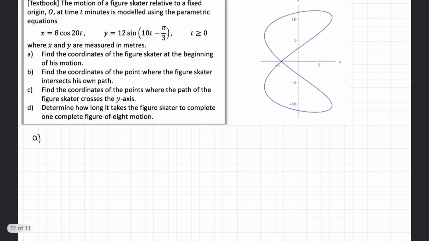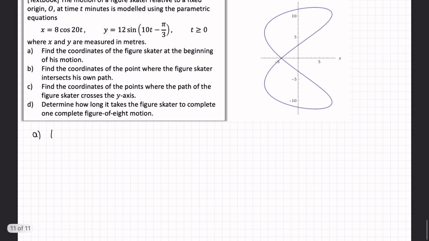We want to find out, x and y measured in meters, the coordinates of where the figure skater begins their motion. Well, naturally, they're going to begin their motion when t equals 0. So x equals 8 cos 20 times 0, which is 0, so x equals 8 times 1, so that's 8. And y equals 12 sine, and we've got 10 times 0, so that's 0 minus pi over 3.